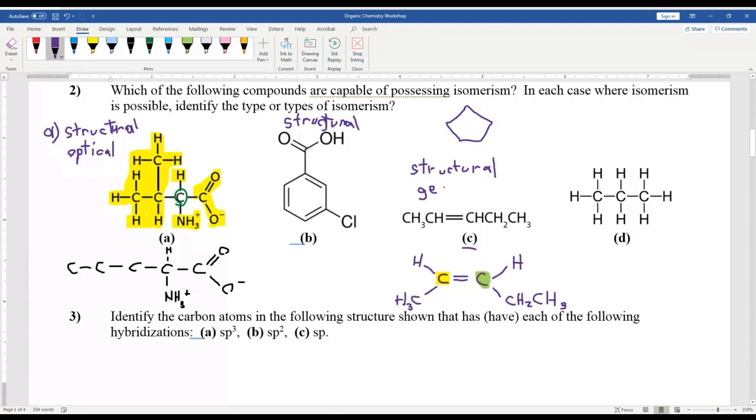Optical isomerism. We'll have to see if one of our carbons is bonded to at least four different types of substituents, so to speak. Yes, four different groups. And do any of those carbons have four different groups attached?